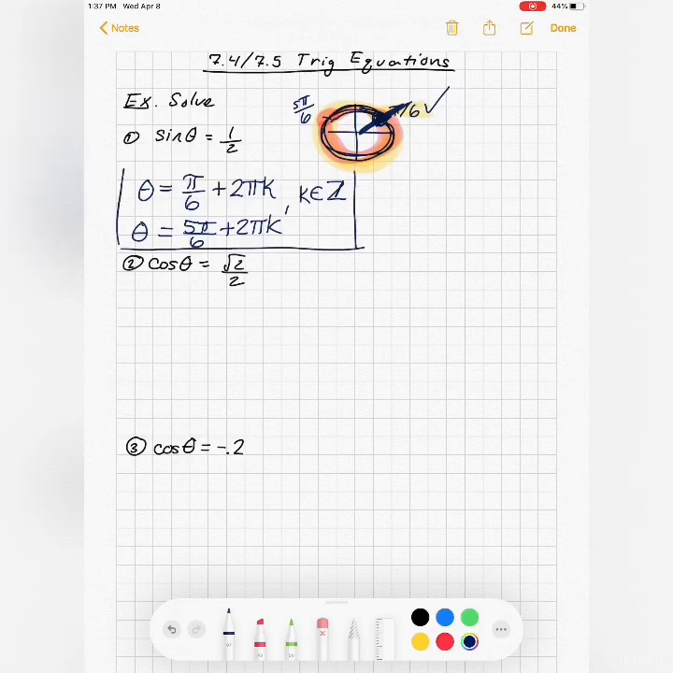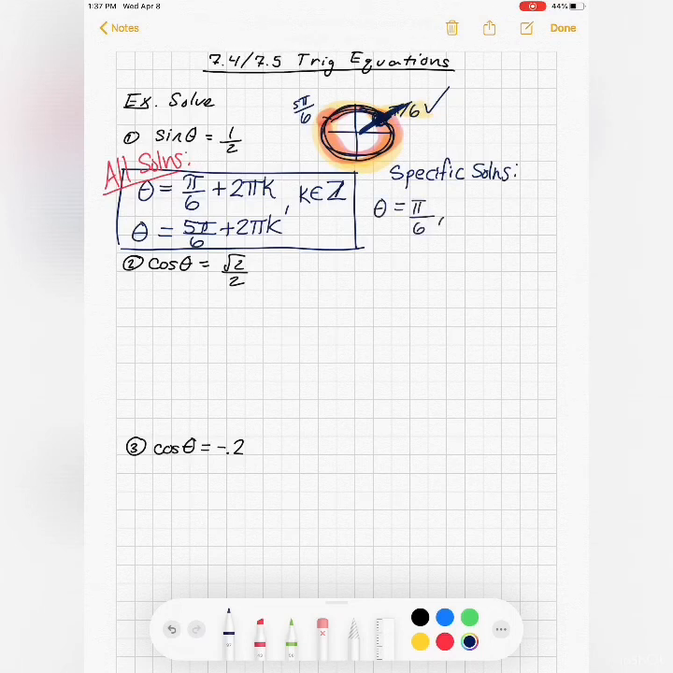Okay, so if the problem just says solve, I'm actually done. I've written out all solutions. With these, we have to look at the instructions. Sometimes the instructions will say something like, list some number of specific solutions. So let me just list a few of those. There are the first two, the easiest ones.